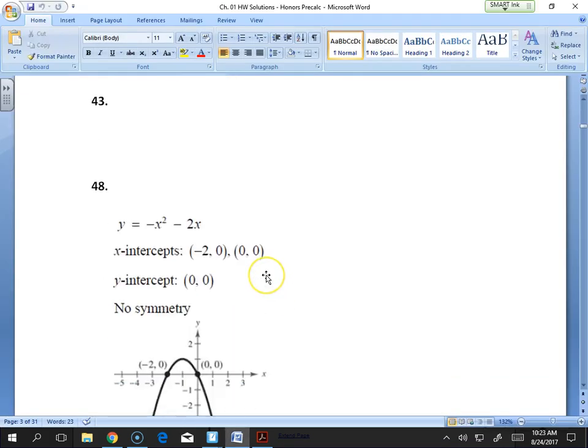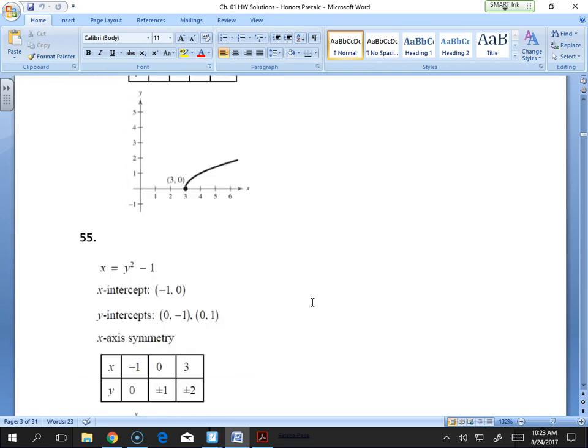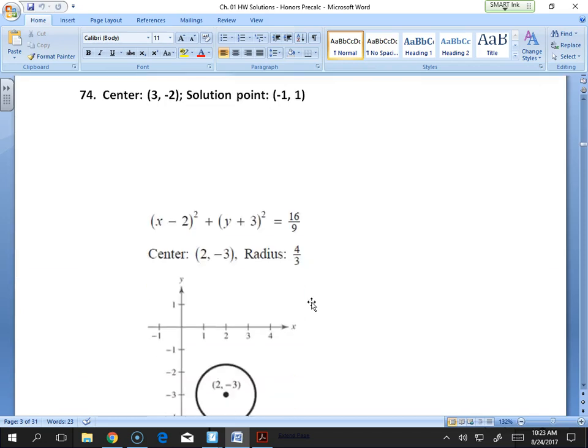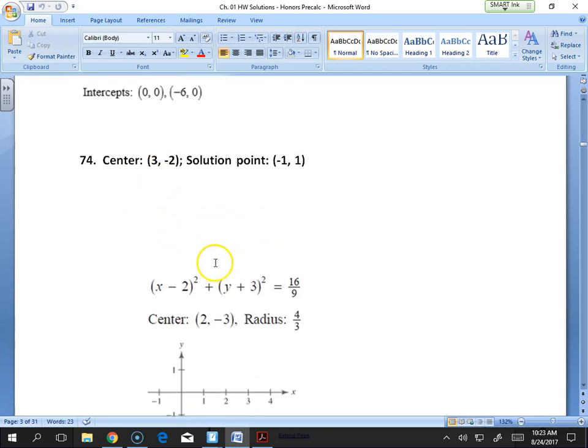Number 48, you can see the answers as such. Looking at the graph, you can solve for the intercepts. No symmetry because even though the parabola has symmetry in and of itself, in context of the x and y axis, it is not there. And last but not least, number 74, a little different than what the answer key showed.